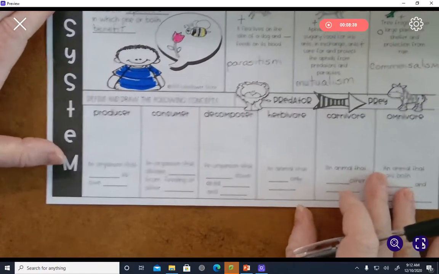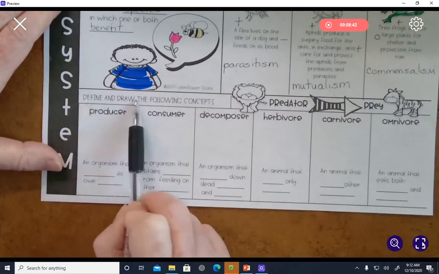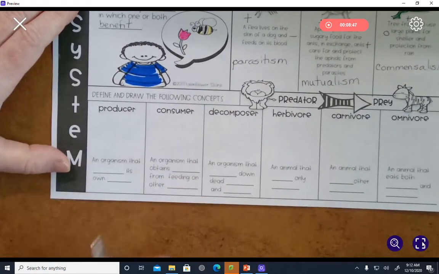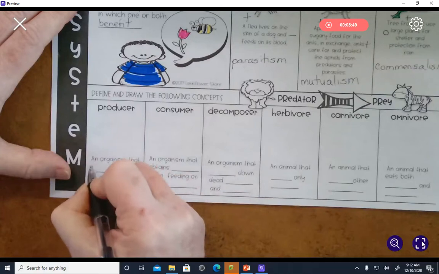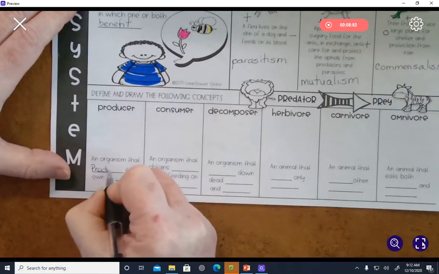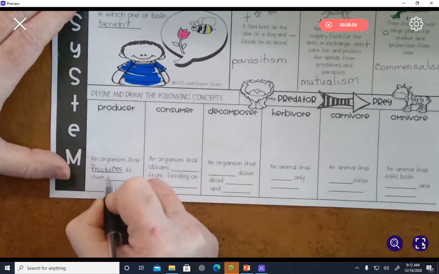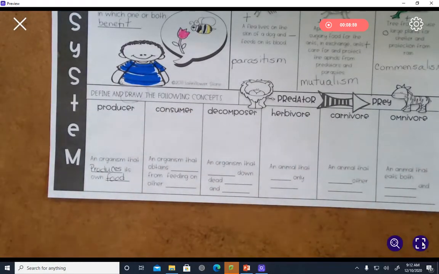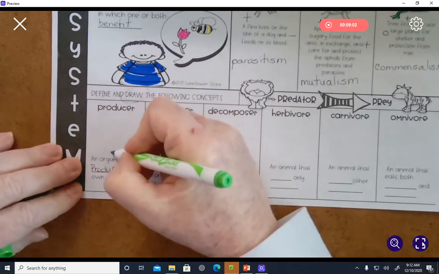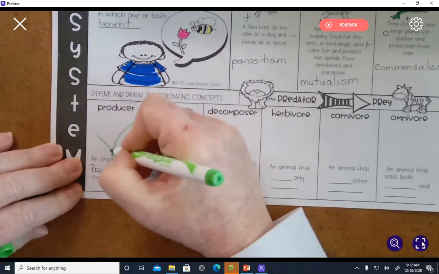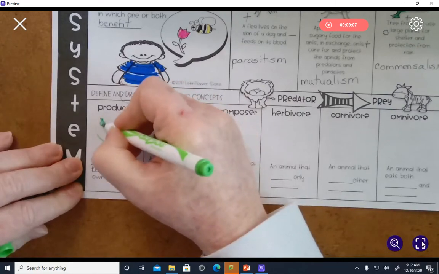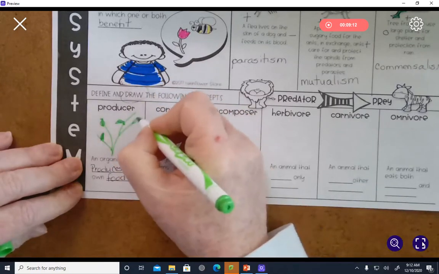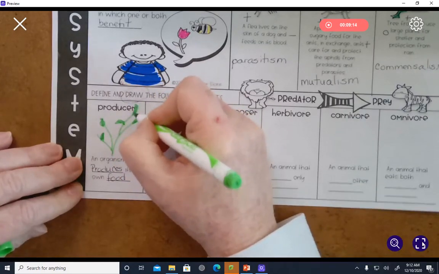So let's see if we can. It says to draw and define these concepts. A producer is an organism that makes or produces its own food. Now it says here to draw, so I am going to draw a green plant. Not very well, but I'm going to. Chlorophyll allows the plant to do that.